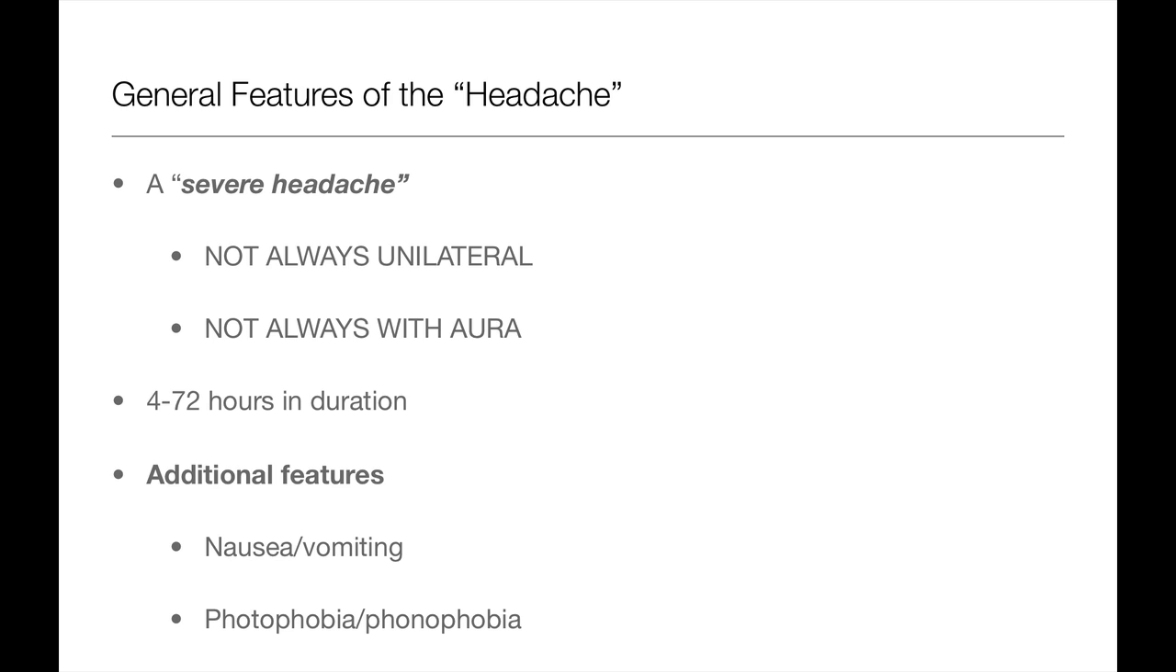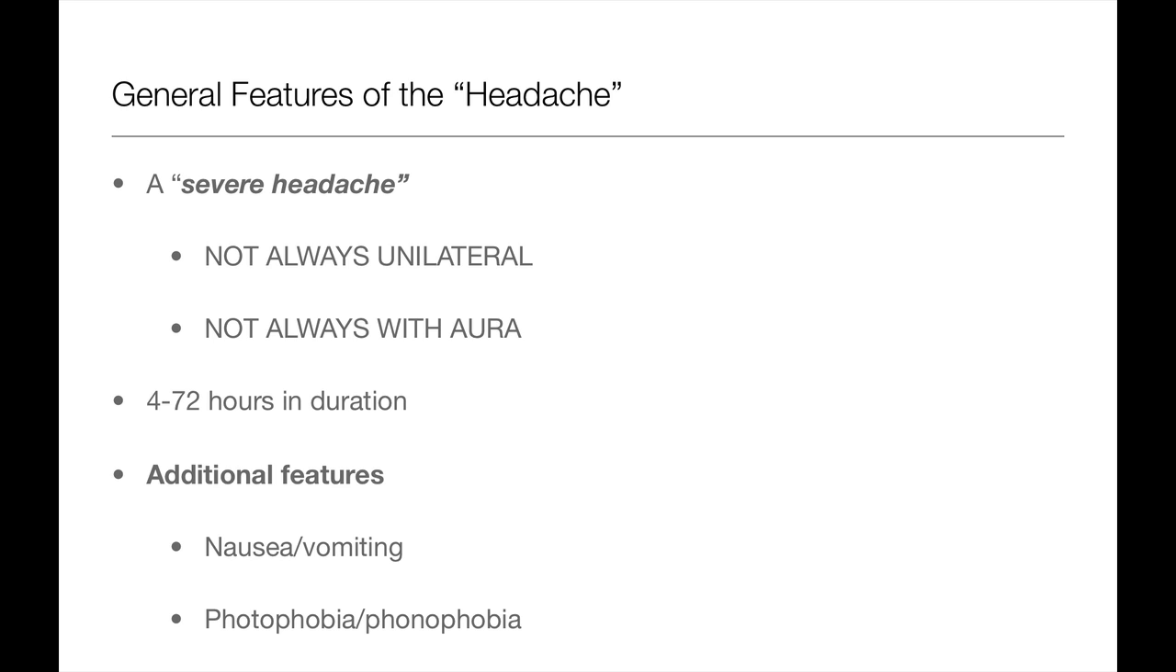The clinical features now. Let's start by talking about the general features of the headache that we see in migraine. As already mentioned, in a migraine, the headache tends to be severe. However, importantly, it is not always unilateral. Also note that it is not always associated with aura. Remember that classical migraine only accounts for 25% of all migraines. The headache may vary in its duration from between 4 to 72 hours.